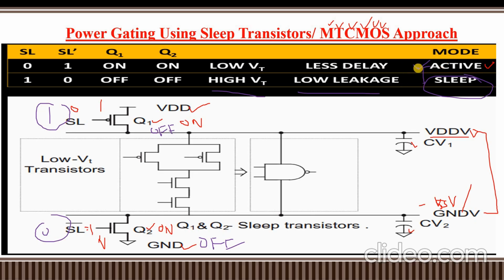It consumes power only in active mode. In sleep mode it doesn't consume any power, so we can reduce the power dissipation. It is another technique to reduce the power dissipation. All these are the various techniques to reduce the power. Okay, thank you.